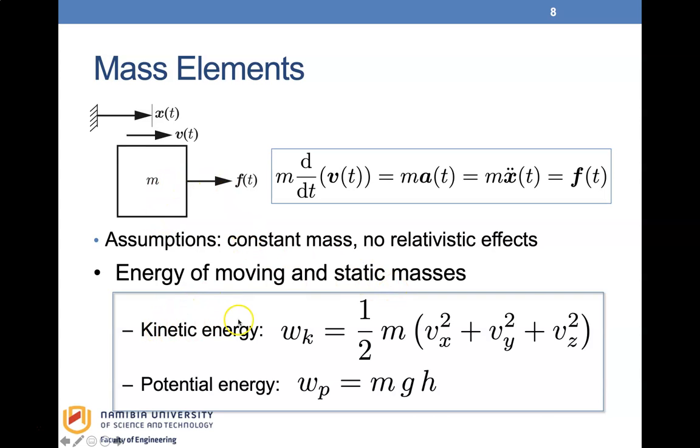Then we have the energy of moving and static masses. The kinetic energy for moving bodies is given as half m v squared. We all know this, if you are taking the velocity in three dimensions, that will be v in the x direction, in the y direction, and in the z direction. And then the potential energy is the mass times the gravitational acceleration times the height.